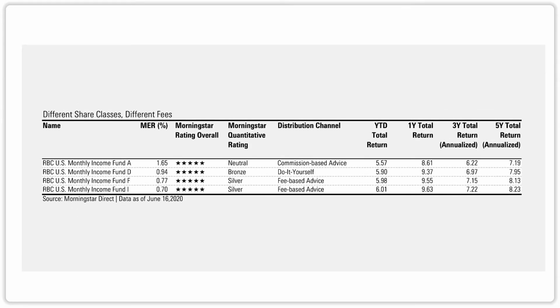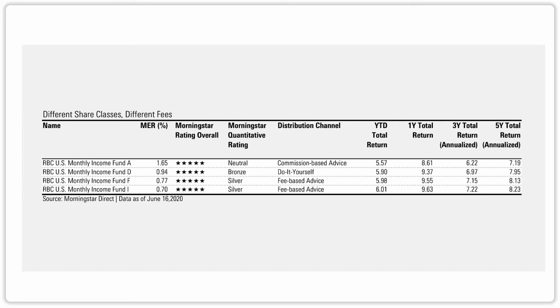The first is what we call commission-based advice. And when you buy a fund that has embedded commissions, you pay an ongoing fee to the advisor, both as a commission charge, as well as for ongoing financial advice. Often these share classes have the highest management expense ratios, also known as an MER, and they also have other transaction costs that happen when you buy or sell a fund.